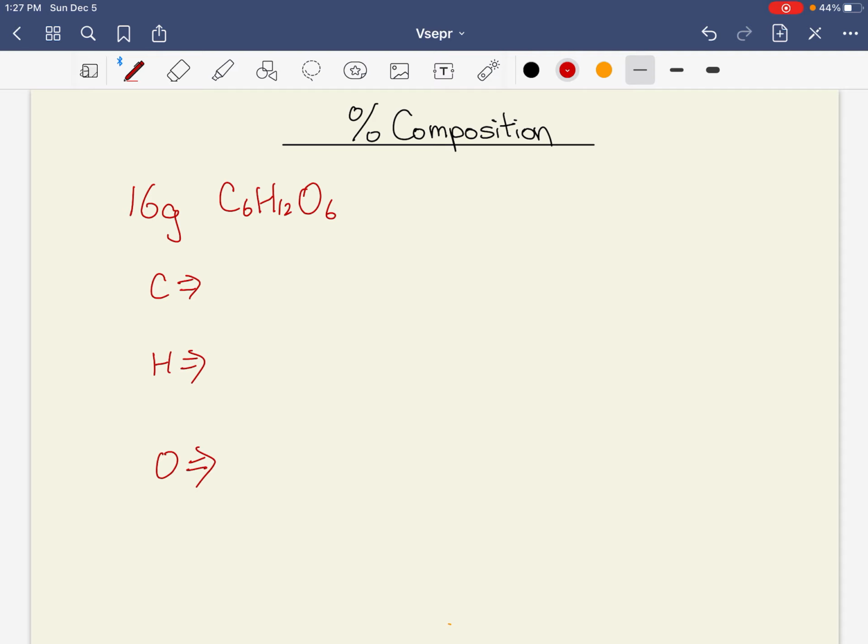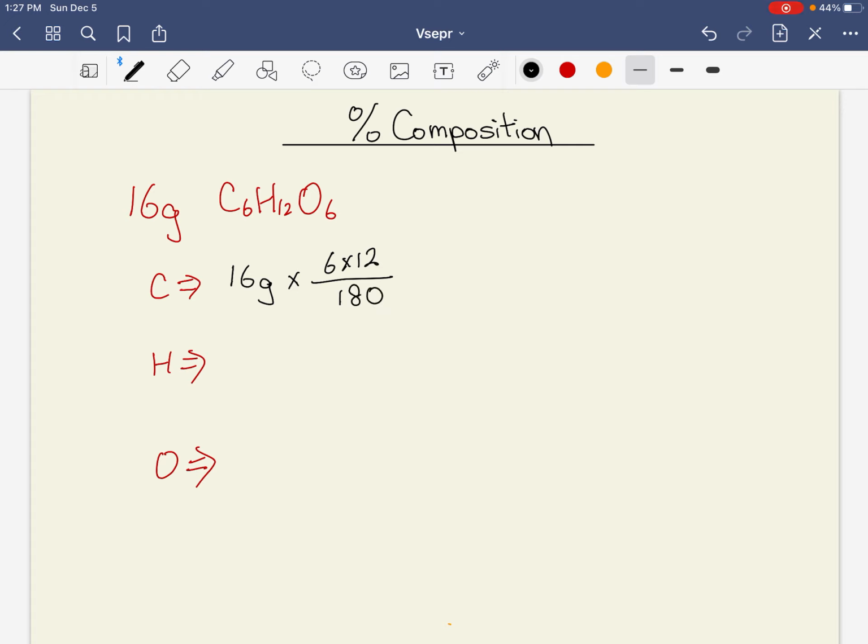And out of that percentage, what is 16% of that percentage? So let's check this out. This is actually not very difficult to do. So 16 grams, okay? So basically you multiply it by the percent composition, or in this case, the decimal part of it. So that will be 6 times 12, divided by, well, what is glucose anyways? 6 times 12 plus 12 plus 6 times 16, 180.